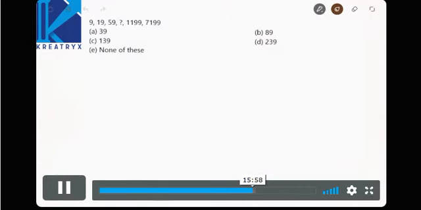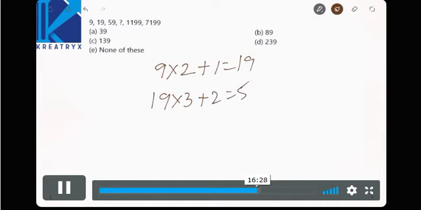Next question. Observe the things there. 9, 19, 59, question mark, 119, 7199 it seems. So how will you find out this series? See here, 9 and 19. 9 into 2 is 18 plus 1 will lead you to 19. 19 into 3 plus 2 will lead you to 59. See the pattern followed here. 59 into 4 plus 3 will lead you to 239. The next one must also be satisfied.